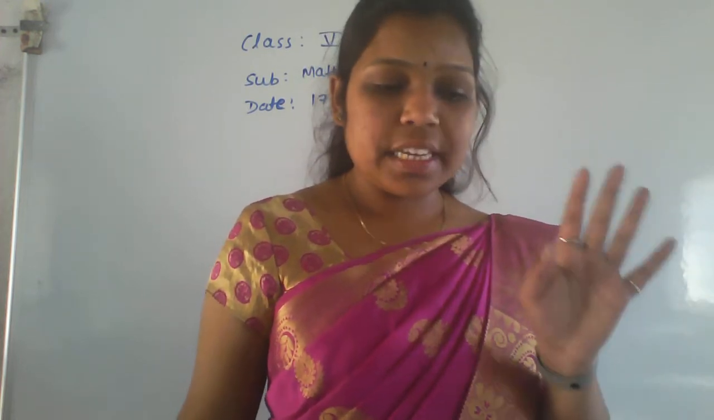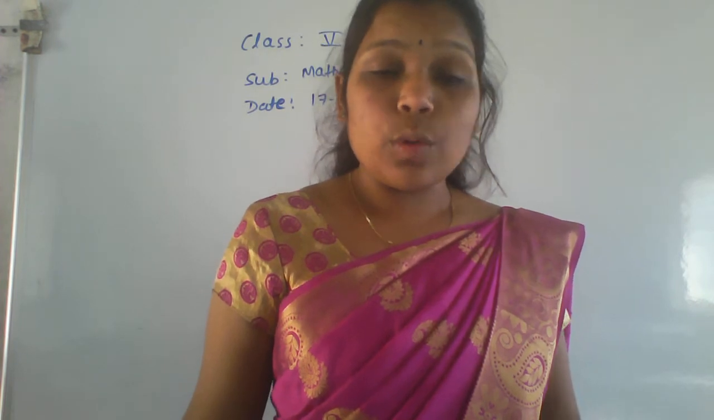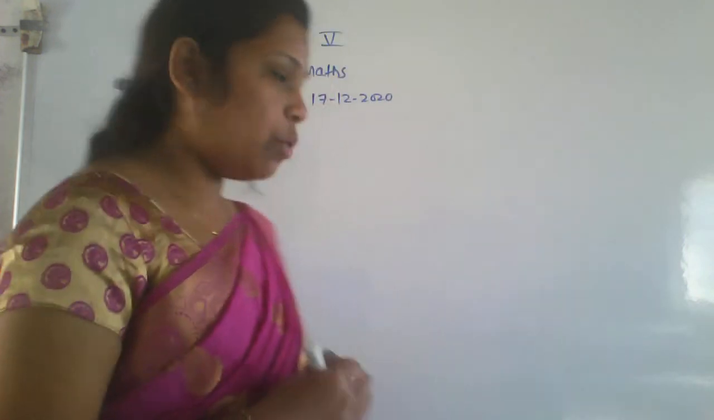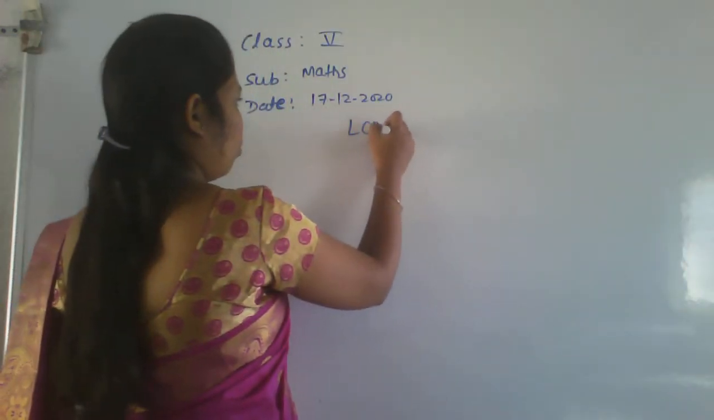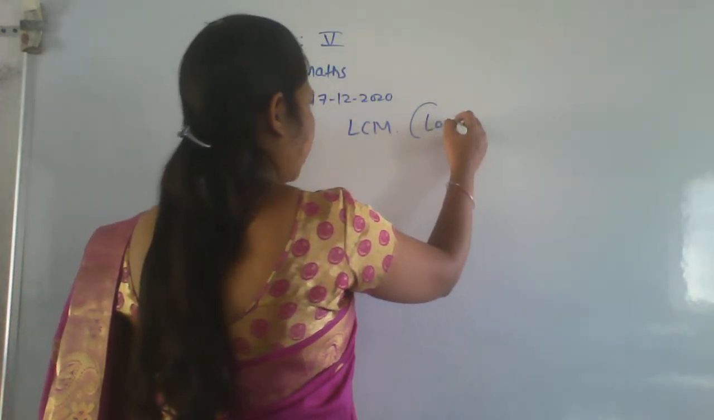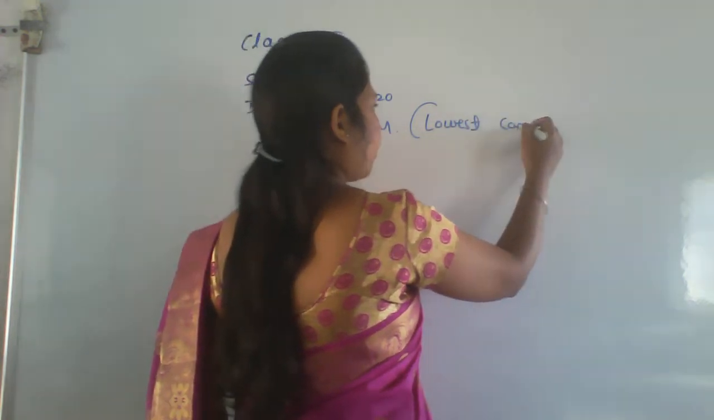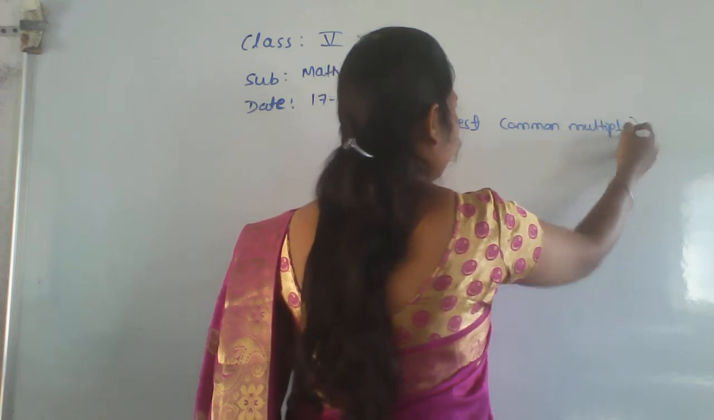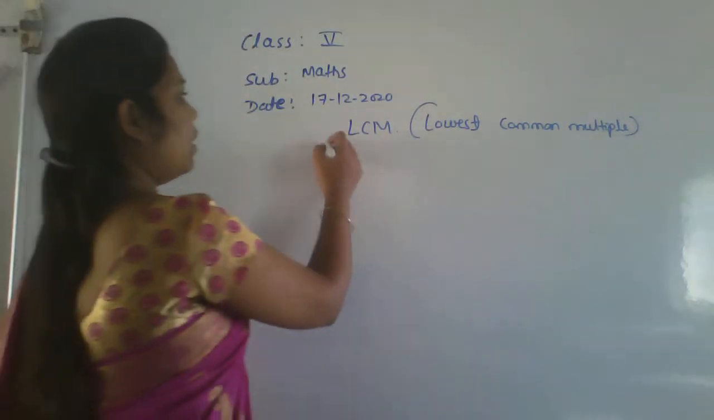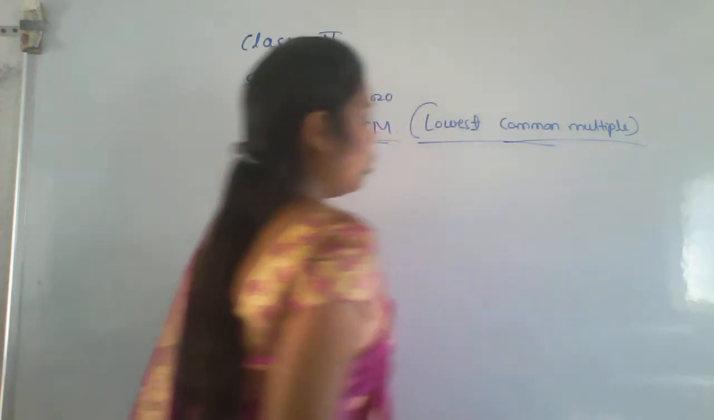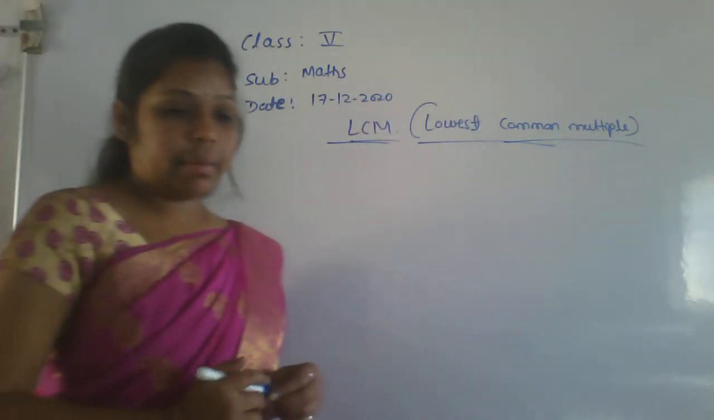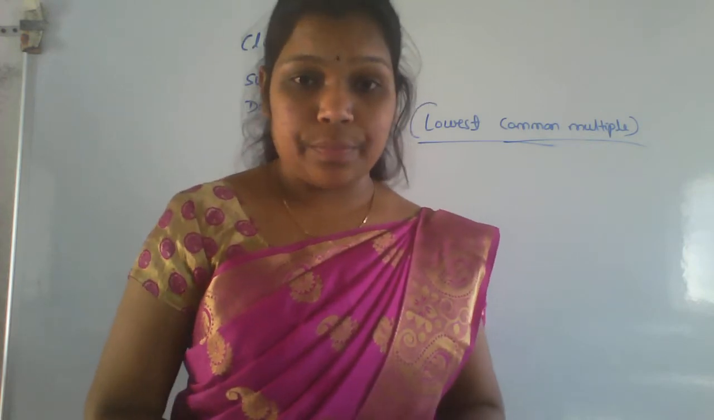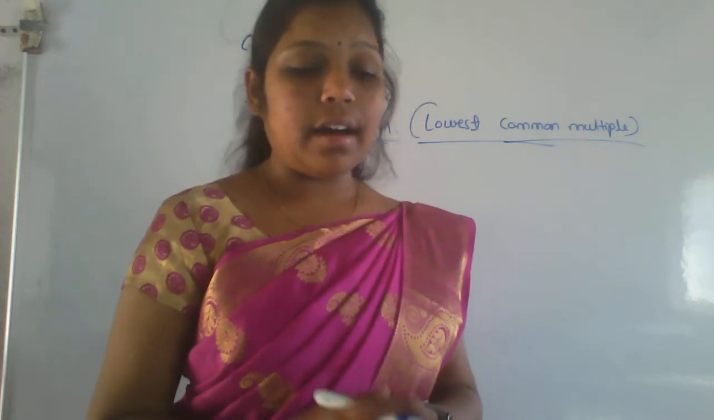Next, we'll move on to the lowest common multiple, or LCM. Today we learn the LCM. How to find the LCM? The meaning is lowest common multiple. Okay, lowest common multiple. Here are the methods of finding an LCM.